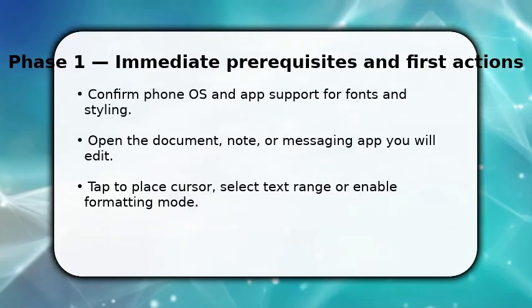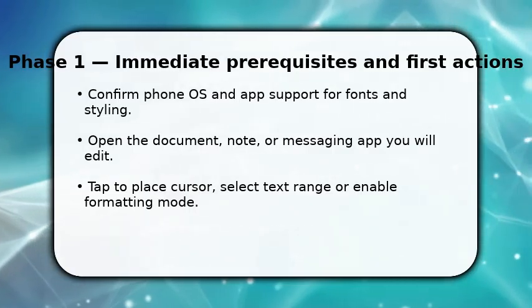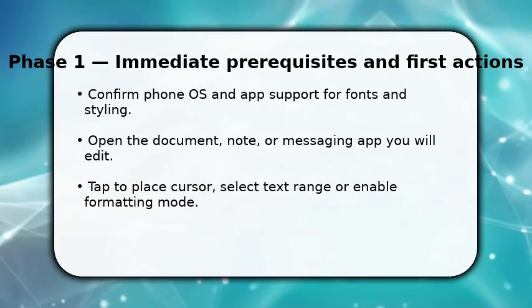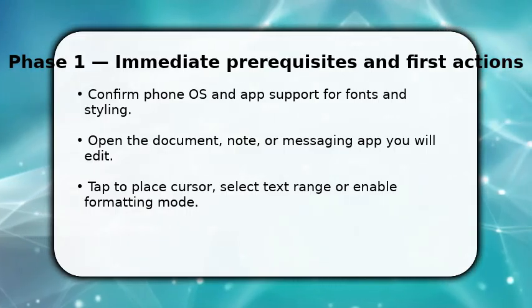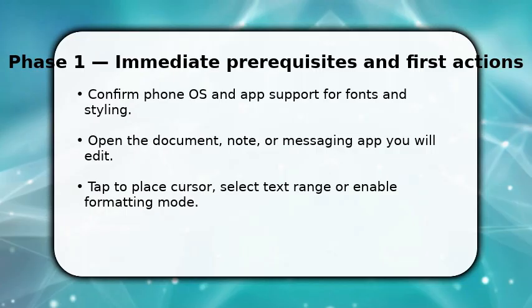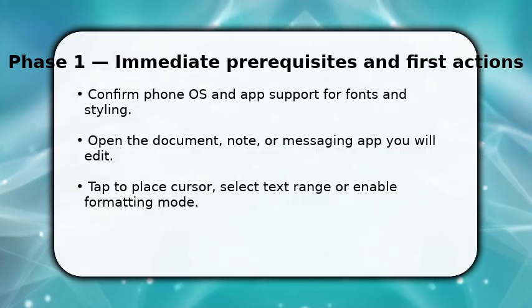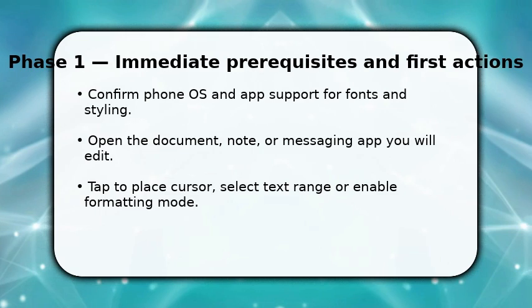Now select the word or phrase, tap and drag to highlight it. Make sure to enable the app's formatting toolbar or keyboard formatting options. Without that toolbar, you cannot pick fonts, sizes, or effects. This first step gets you directly into editing.